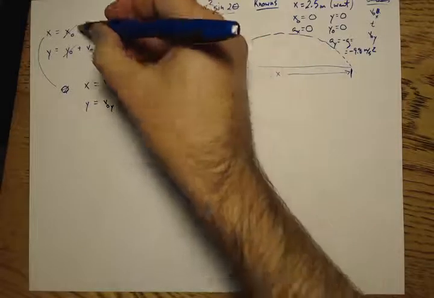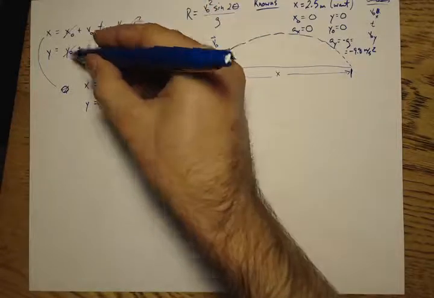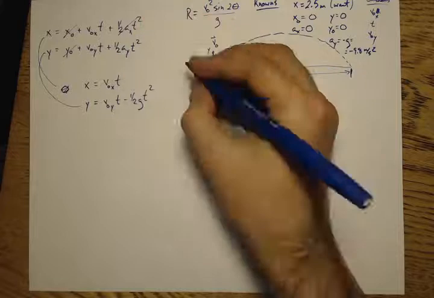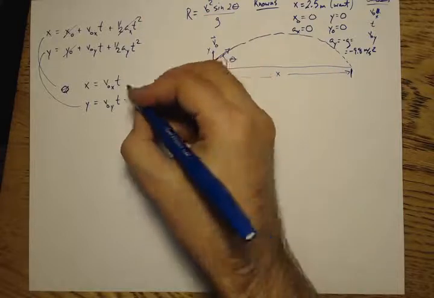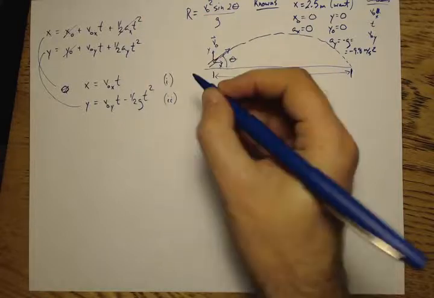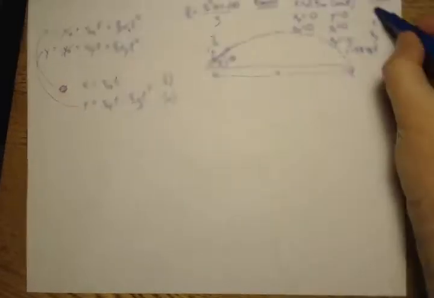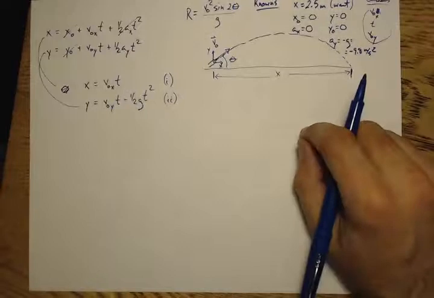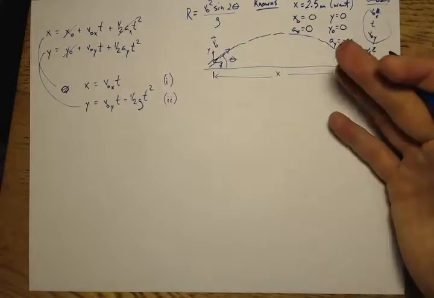Okay, so the key here is to count the number of equations I have. So this equation came from this one. It's basically the same thing. This equation came from this one. This is equation 1, this is equation 2. I've got 2 equations, and I've got three unknowns. So I'm going to need some more physics. I need one more equation.